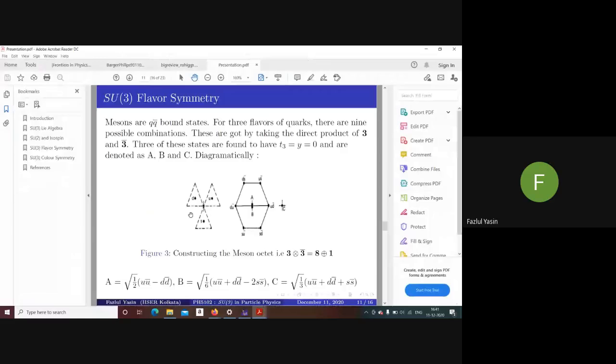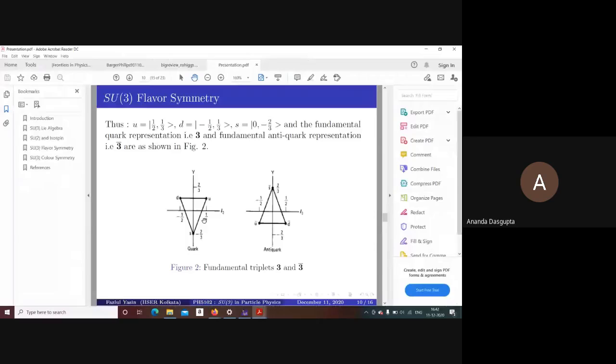Yes, go ahead. So here what we have done, we have superimposed this 3 bar over each of these points like this. Now for the 3 cross 3 we have to superimpose. But my question is, for 3 cross 3 bar, you get 9 points, so how do you know it's 8 plus 1?